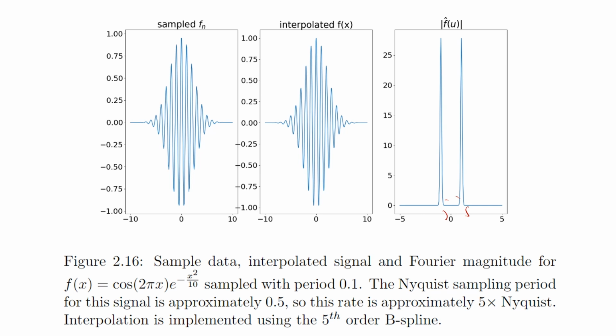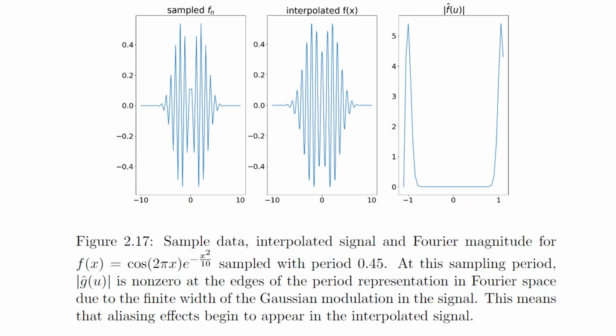Now here, the period of the cosine function is 1, so the Nyquist period would be about 0.5. We've sampled at a period of 0.1, so we've way oversampled. The sample data is shown here on the left. We've interpolated the signal using a B-spline, which we use to approximate the Shannon sampling, to upsample it and look at the underlying signal in the middle. And it looks great at this sampling rate, and then we take the Fourier transform of the upsampled data to see what the Fourier transform should look like, which is very consistent with the underlying signal.